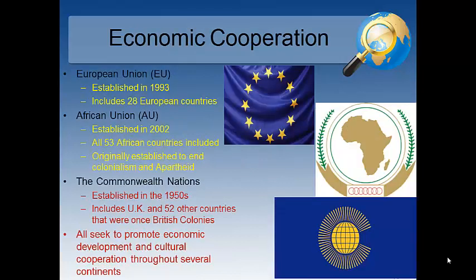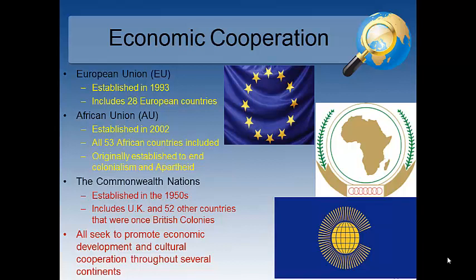And last but not least, we have economic cooperation. And here I've given you some examples. One, the European Union, or the EU, which was established in 1993 and includes 28 European countries. All right, their region and realm of jurisdiction is within Europe. The African Union, which was established later on in 2002 and literally took the framework of the European Union and put it on the African continent, all right, includes all 53 African countries.